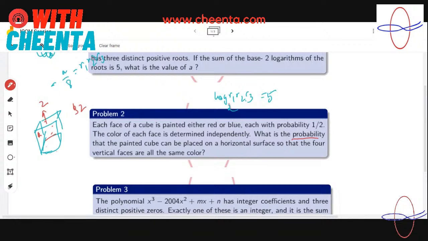So essentially, you are taking a cube, you're coloring each of the faces either red or blue. Now you're placing it on a surface, okay? And not randomly. What you're doing is that I'm just taking the cube and just placing it. I'm seeing which face is really plausible, so that the four vertical faces are the same color, okay? We're trying to do that. So let's try to understand the problem solution.